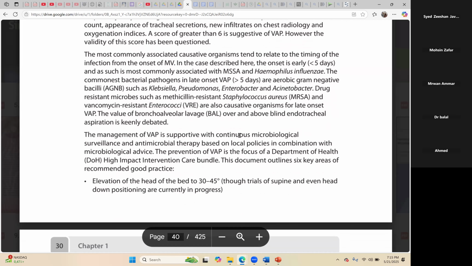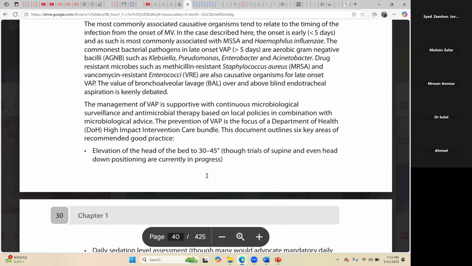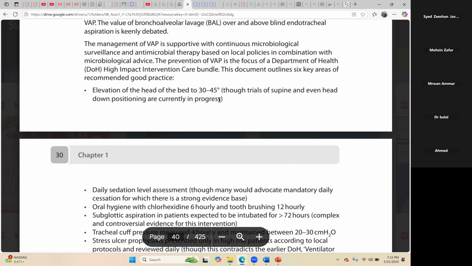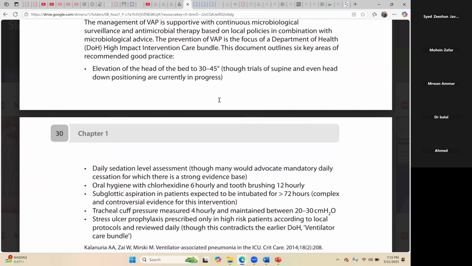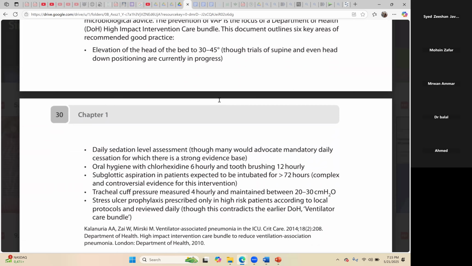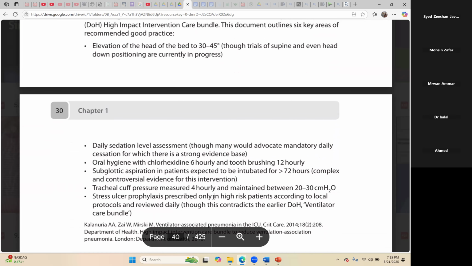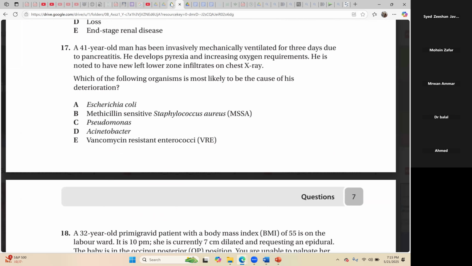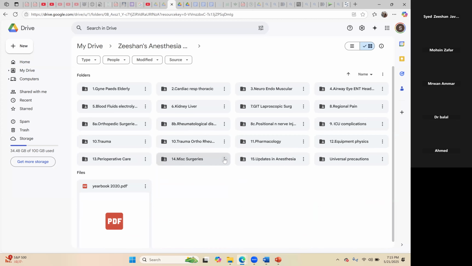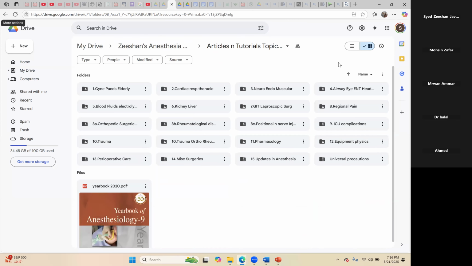Whenever there is ventilator associated pneumonia, there are a lot of things for prevention. You see, they have a quick revision about the bundles as well: head elevation and supraglottic suction, daily sedation level, oral hygiene, supraglottic aspiration, tracheal cuff pressures measured 4 hourly and maintained at 20 to 30, and stress ulcer prophylaxis. There is a whole list, I will just show you quickly, and then you can review. I have told you the main points which you should know about this.